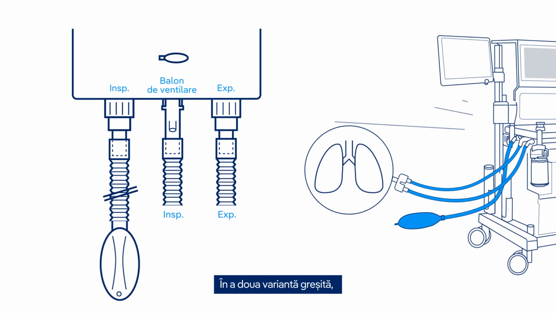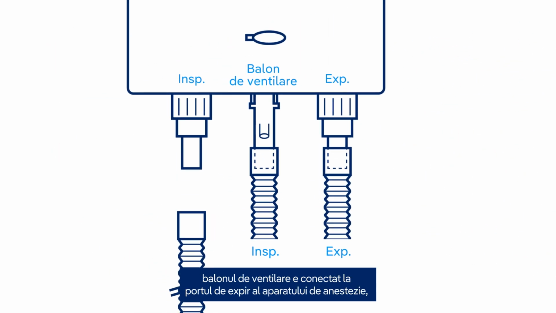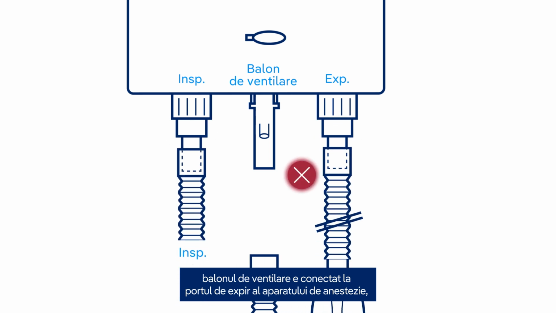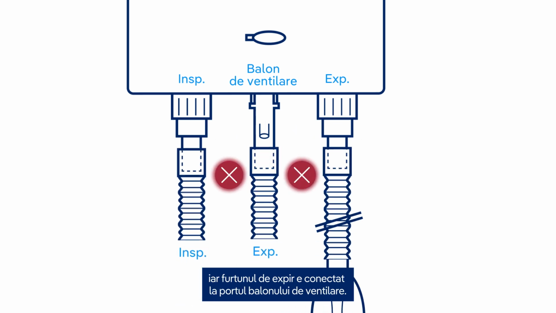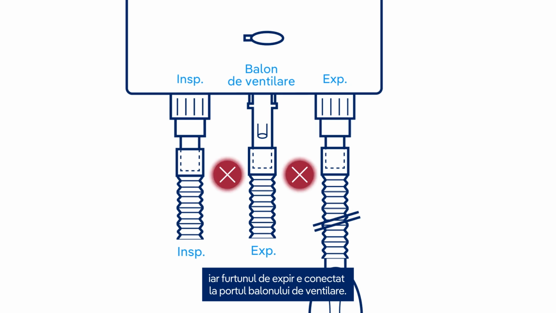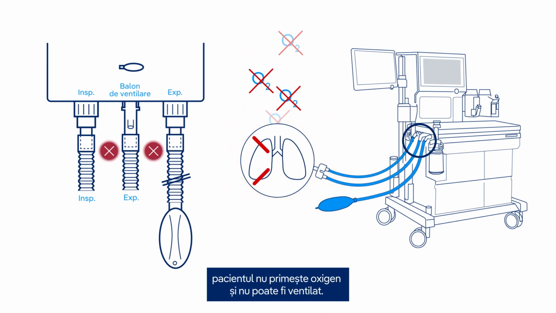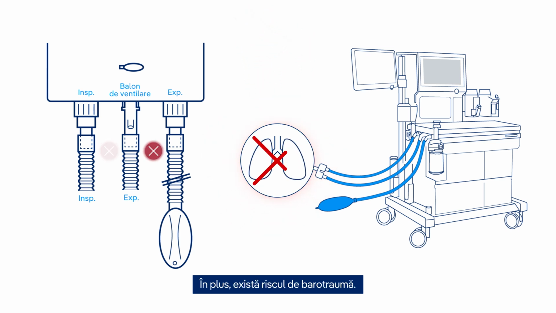In the second faulty variant, the breathing bag is connected to the expiratory port of the anesthesia machine, and the expiratory hose is connected to the port of the breathing bag. Again, with this configuration, the patient is neither supplied with oxygen nor is ventilation possible. In addition, there is a risk of barotrauma.